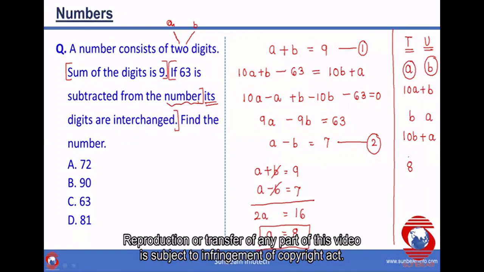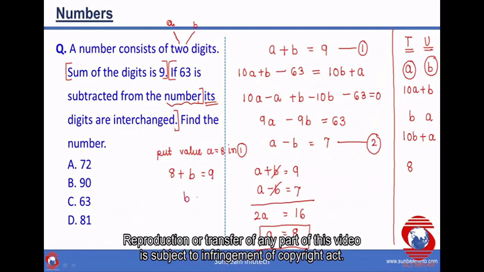So can you tell me what is the value of B now? I'll write here, put the value of A equal to 8 in any equation. So I'll put it in equation 1. So here I put the value: the value of A is 8, the value of B I don't know.